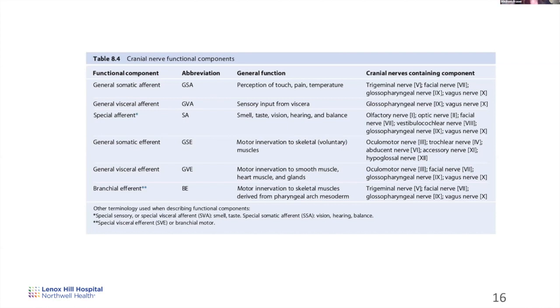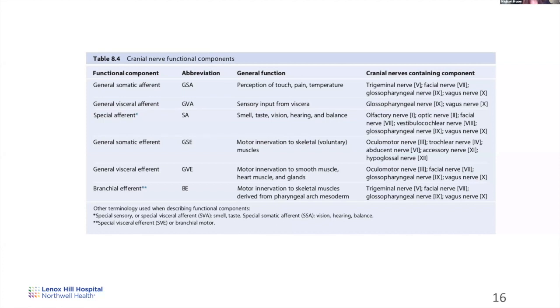Afferent with an A is information going to your brain. So any pain or special senses, that's going to be afferent because that's information going to your brain. Whereas efferent is any muscle movement, like your brain directing one of these muscles to move, so going away into the muscle. And that's specified here. This chart is good because it tells you the general function of each type of fiber, and also which cranial nerves contain this type of fiber.